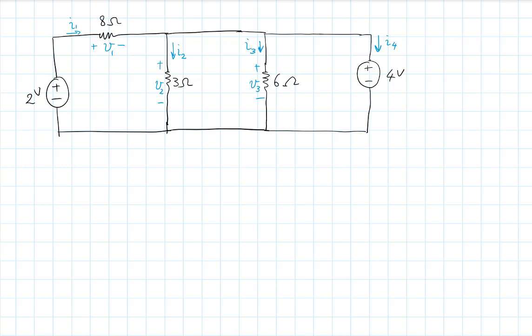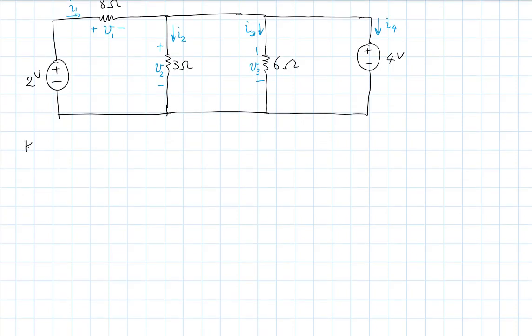Okay. And so basically, you're going to do your KVLs and KCLs. So let's write that down quickly. So if I want to do my KVLs and KCLs, well, I have a KVL here. Minus 2 plus V1 plus V2 equals 0. And I have another one here. Minus V2 plus V3 equals 0.